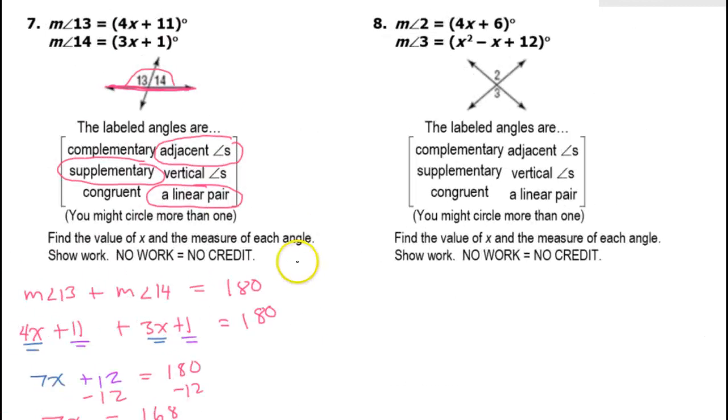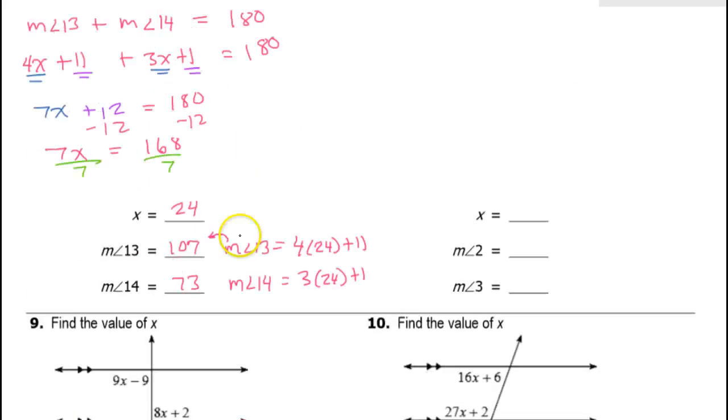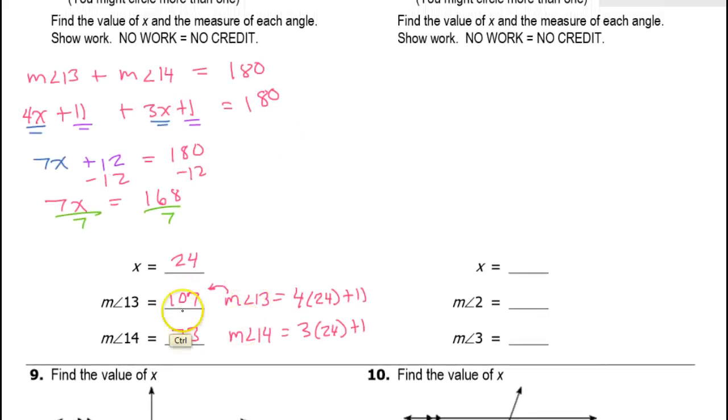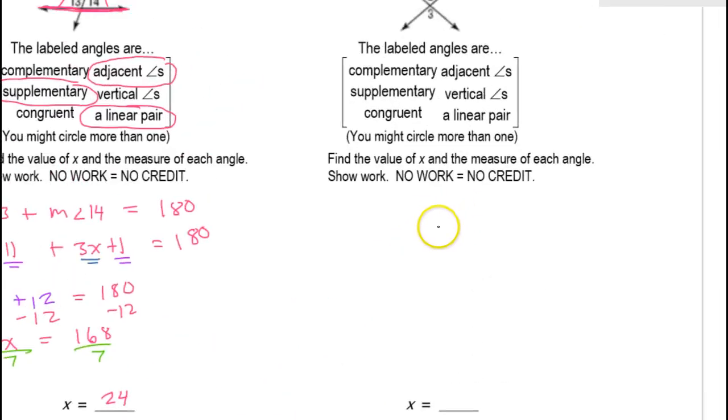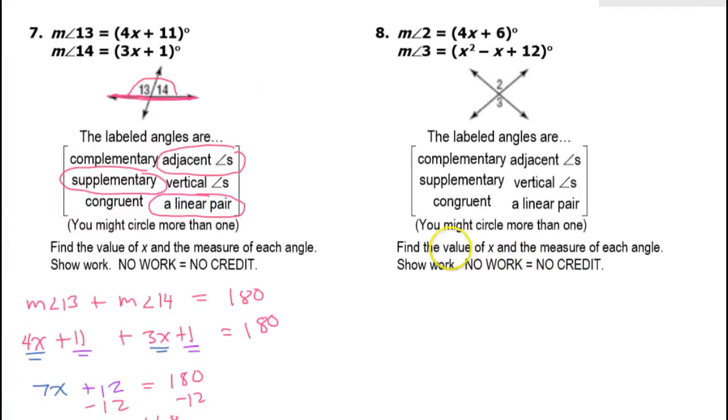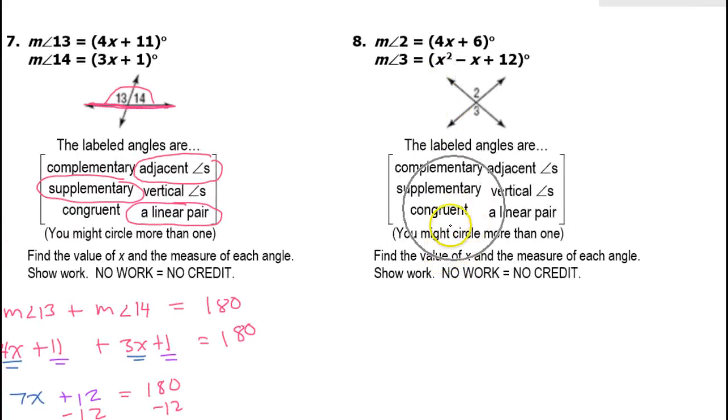Or I could use the fact that these are supplementary. Since they're supplementary, as soon as I had the 107, I could do 180 minus 107. All right, either way you get the 73. Okay, all right, we're going to do something very similar for problem number 8.